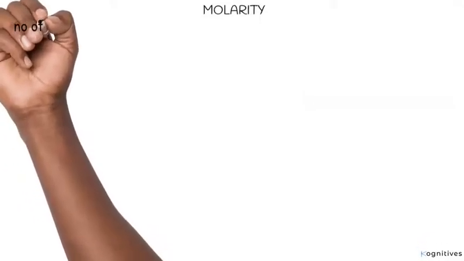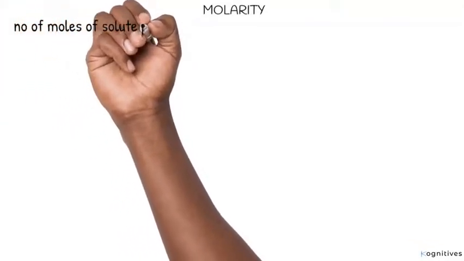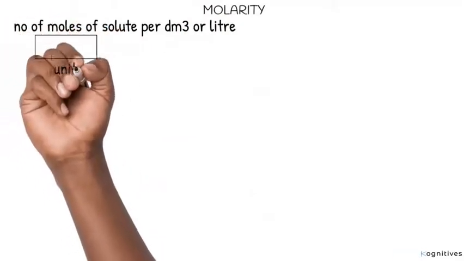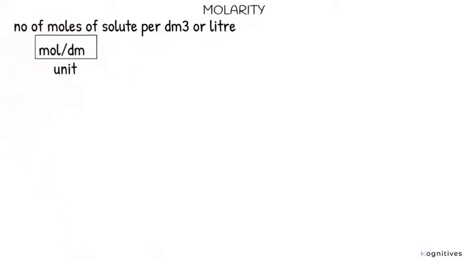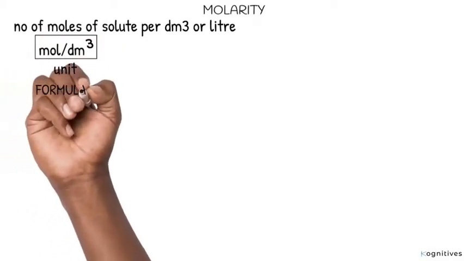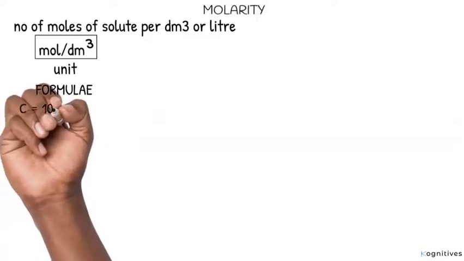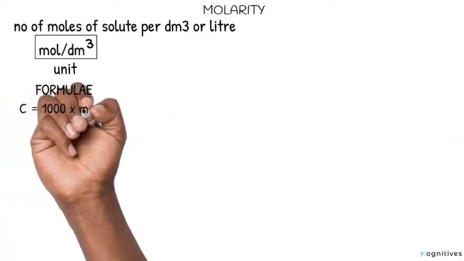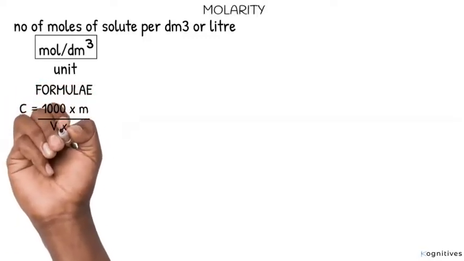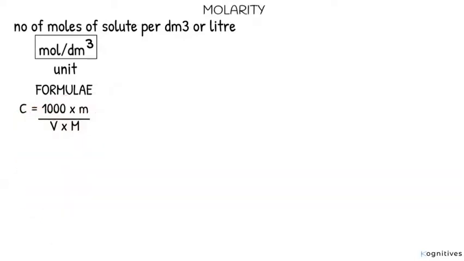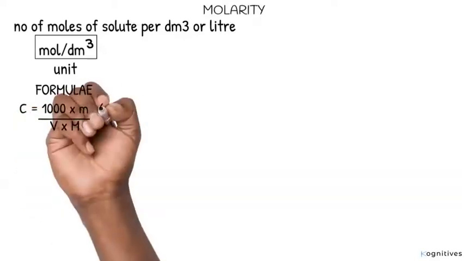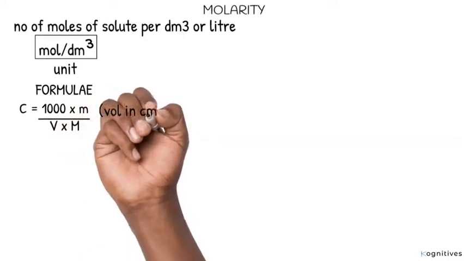Molarity. Molarity is the number of moles of solute per dm cube or liter of a solution. Its unit is mole per dm cube and it can be determined with the following formulae. 1. Concentration, molarity, is equal to 1000 times reacting mass over volume times molar mass. This formula becomes applicable when the volume is given in cm cube.